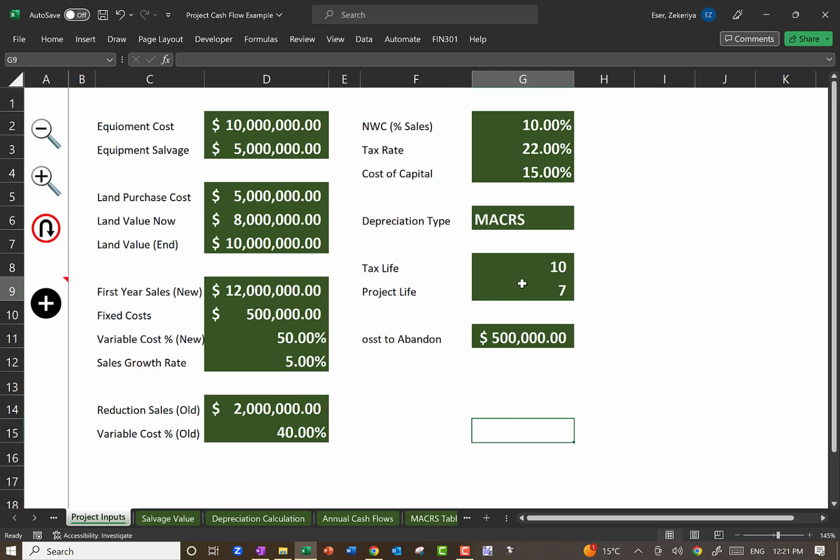Okay, I'm gonna make project life 1, right? I'm gonna change the land value at the end, 8.5. And I think I made a mistake with the equipment salvage again, which I'll correct, but yeah, it's 5 if we abandon. We'll go back to those.